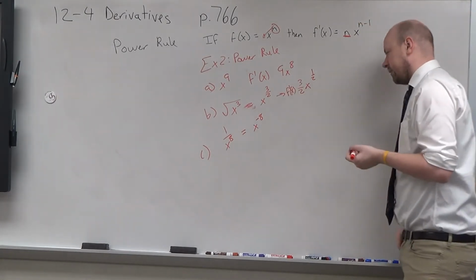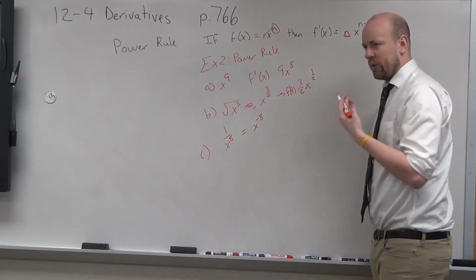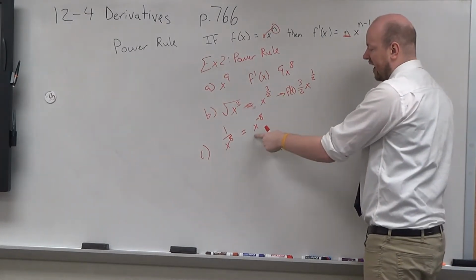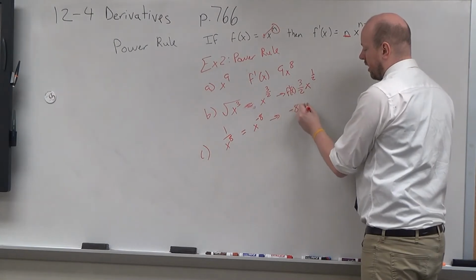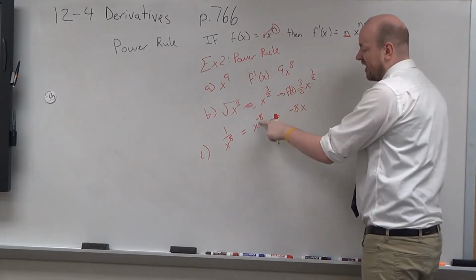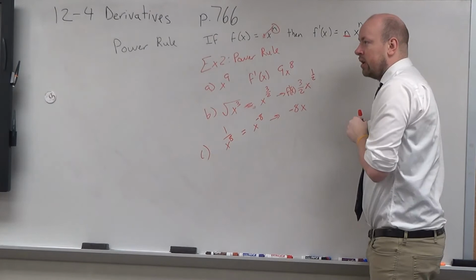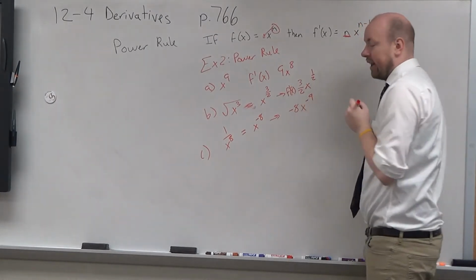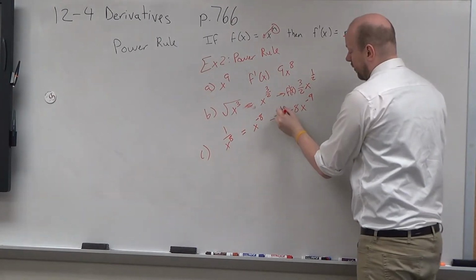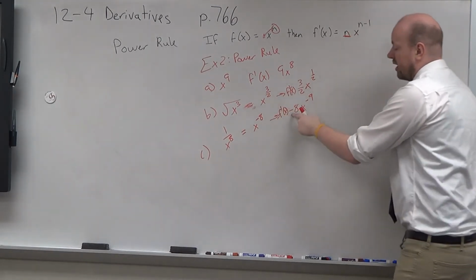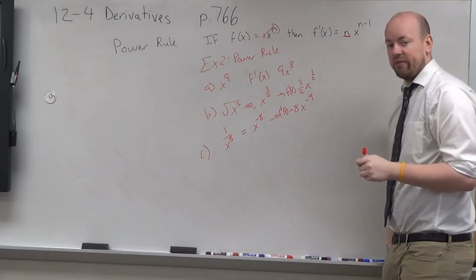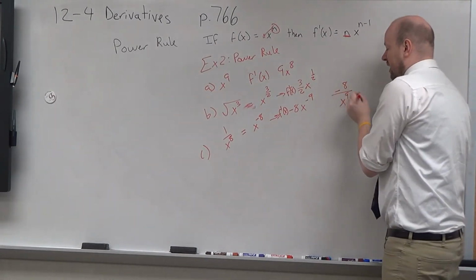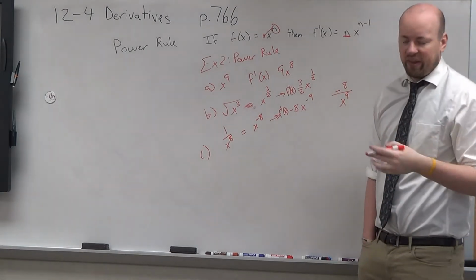Back in algebra when you started working with exponents, you should have done that quite a bit. So again, I have to put my -8 out front, -8x. And now I have to take away 1 from my exponent. So -8 minus 1 is actually -9. So my power rule says that my derivative would be -8x to the power of -9. And again, if you want to write -8 over x to the 9 because you don't like negative exponents, that's fine.